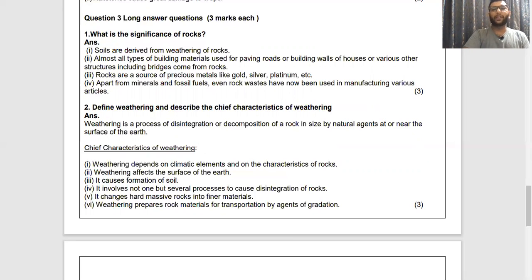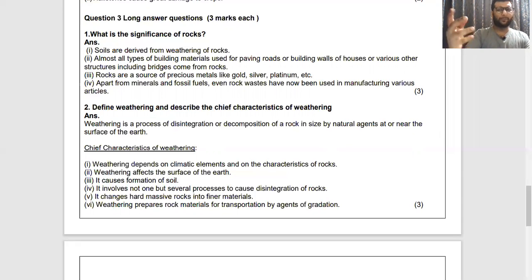Define the weathering and describe the chief characteristics of weathering. So weathering is a process of disintegration, breaking down or decomposition of rock, caused by natural agents on or near the surface of the earth, on the ground level. What are the chief characteristics? First, weathering depends on climatic elements. When the climatic condition changes, that's when the weathering usually takes place. So based on the climatic elements and the characteristics of the rocks, the weathering will accordingly take place.